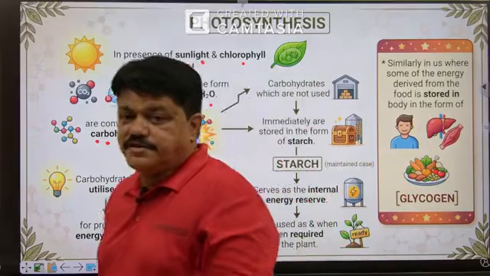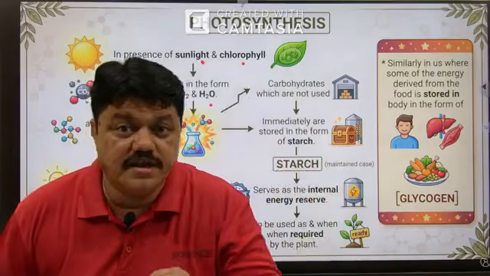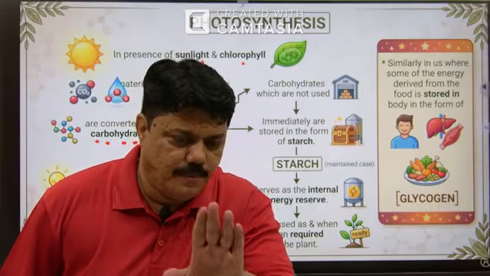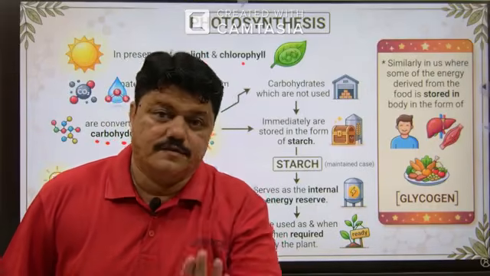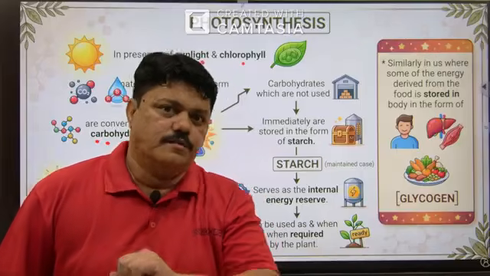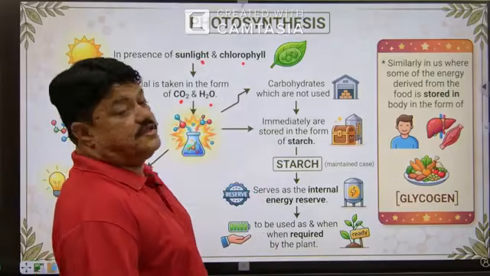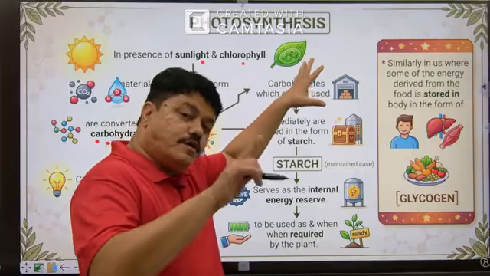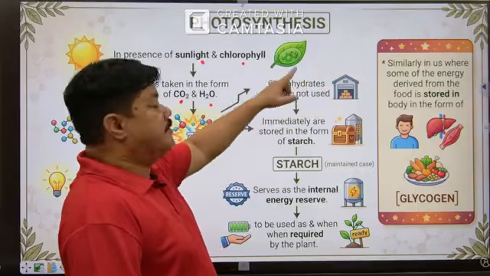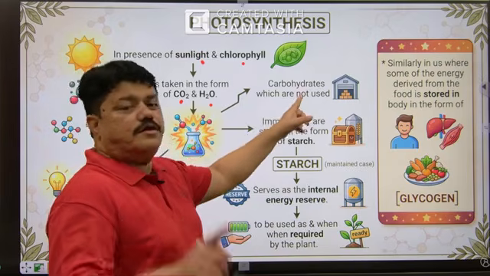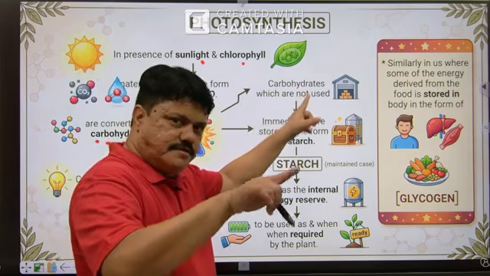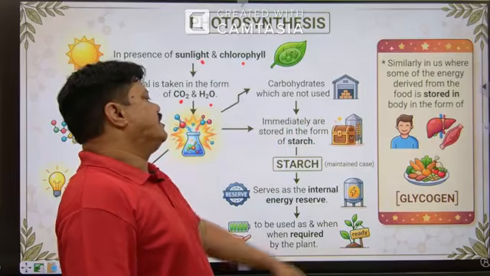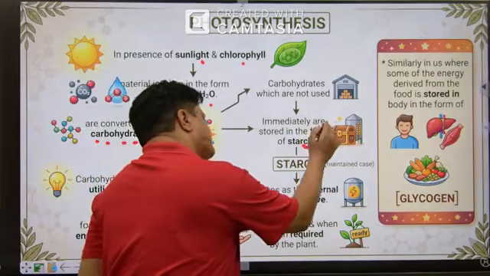But here the question is, what about the excess molecules of glucose which are not required right now? During photosynthesis, some extra or excess molecules of glucose are also formed. For them, the carbohydrates which are not used, meaning excess glucose molecules, are immediately stored in the form of starch.